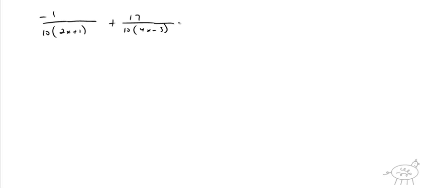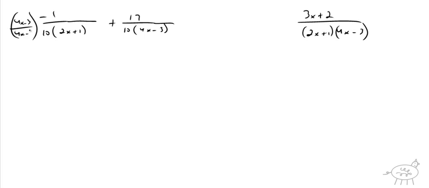All right, and I want to put these back together again because I want to see if we're going to actually get, remember our starting value? Let me just put our starting thing. Our starting was 3x plus 2 over 2x plus 1 times 4x minus 3. Okay, if I put this together, which is what we created, I should get 3x plus 2 over 2x plus 1, 4x minus 3. I hope. So when I put it together, right, my common denominator is 10 times 2x plus 1, 4x minus 3. So I multiply this one by 4x minus 3, and this one by 2x plus 1.